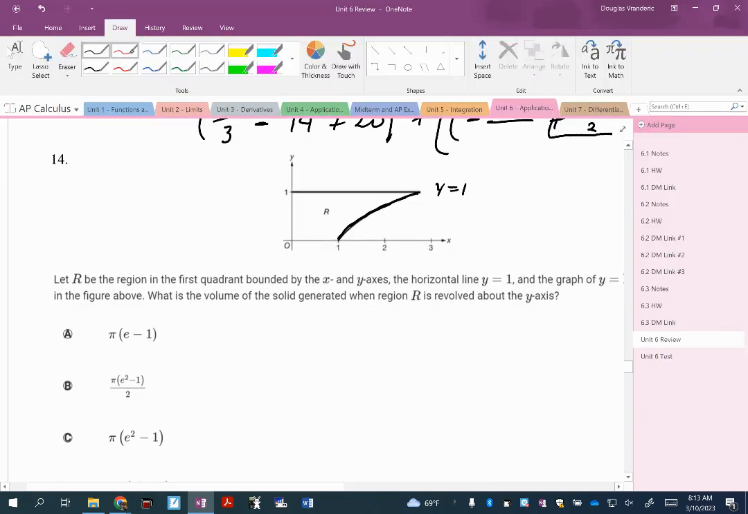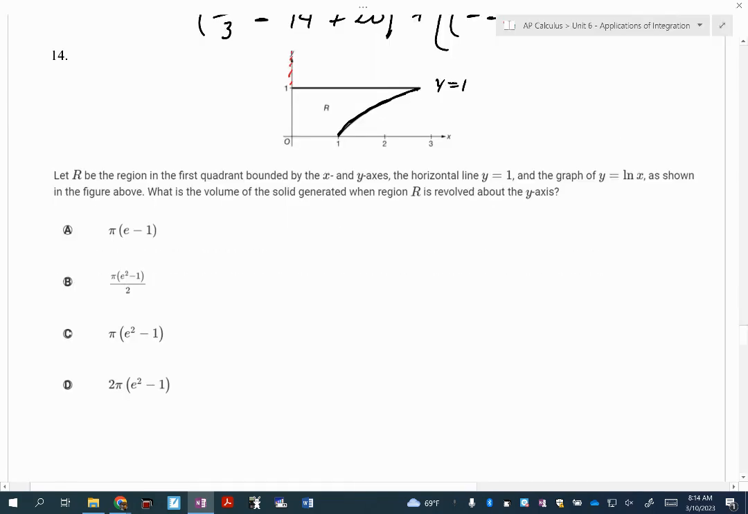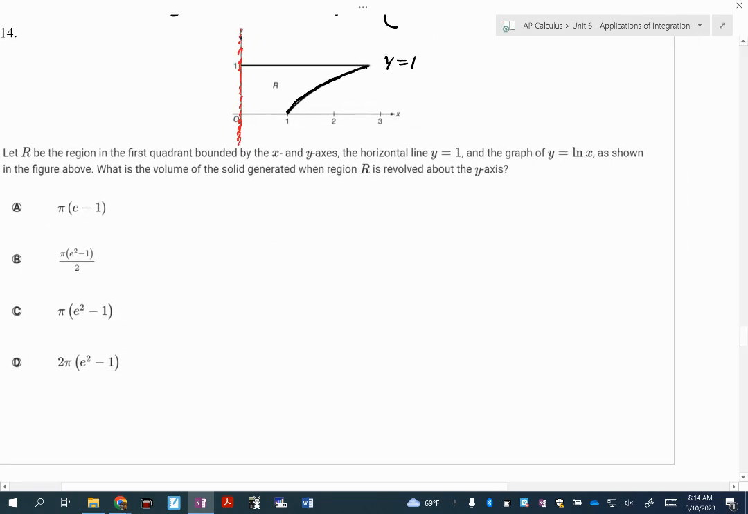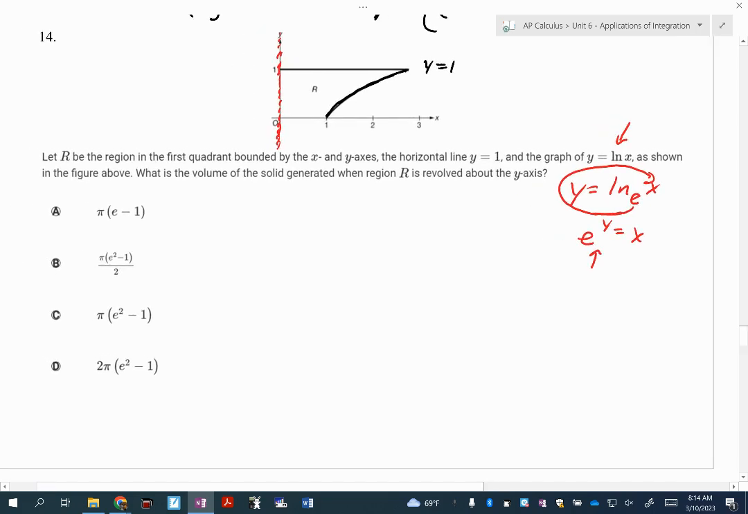So right out of the gates, the very first one is already getting a little confusing because we are going to be revolving around the y-axis. The way you want to do this is, if I'm revolving around a vertical axis, when it says y equals our function, we actually want to get that to be x equals. So I'm going to rewrite it. This is the base e, and if you remember from your days in algebra, if you swoop e to the power of y equals x, so e to the power of y equals x, now I can use this as my function when I want to integrate the area.